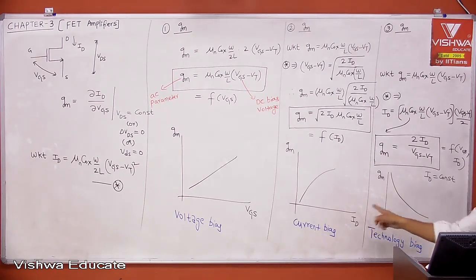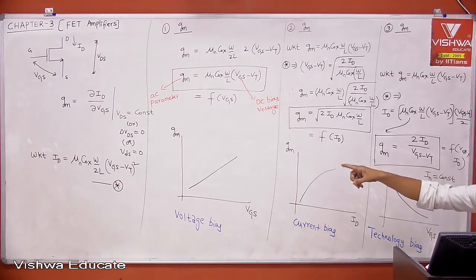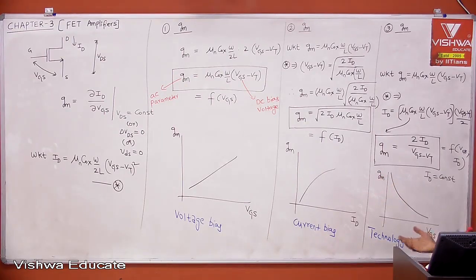Both are the same only, but when I say current bias, ID will be constant. When ID is constant, let us say the input VGS is changing due to some reason, then how will you get gm? That is by adjusting W by L. I told you already, then we will get it. So do not see any discrepancy or fighting between input and output of transistors. Okay, that's fine.